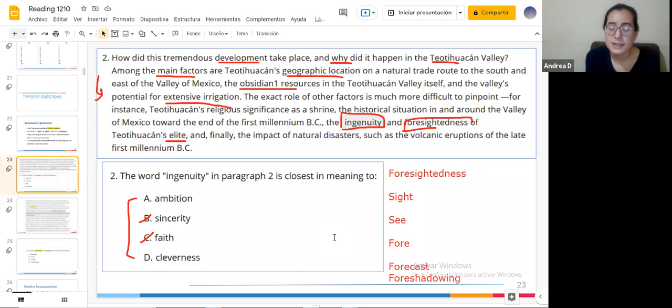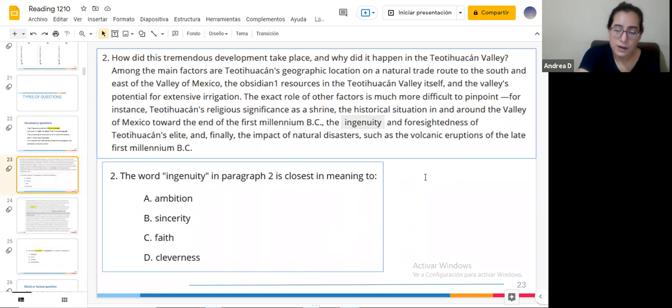Now foresightness basically means the ability to predict what's going to happen, the ability to take a look at the future, see what's going to happen, and as somebody said, take care of it, be careful, or take your provisions about the future. So that's foresightness. It's the ability to see, to predict what will happen and do something about it. So the foresightness of Teotihuacan's elite. Now that you know that, what do you guys think? Would it be ambition or cleverness?